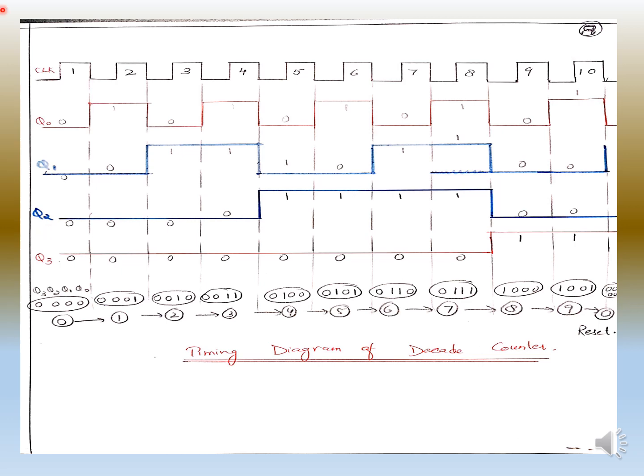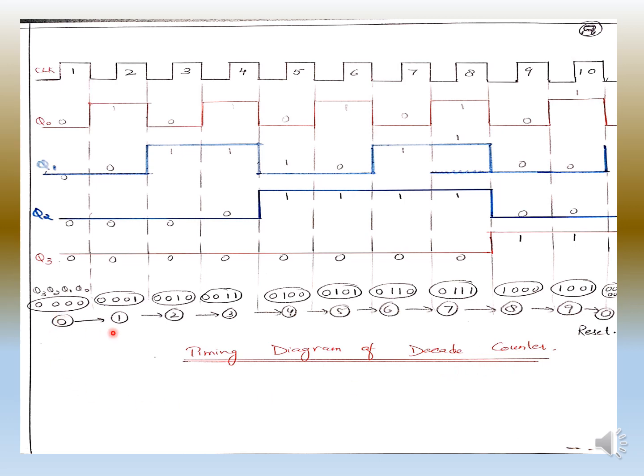Now next is Q2. So the output of Q1 is connected to the negative edge clock of Q2. So Q2 will see the clock pulse of Q1. When there is the first negative edge, it will change its position. It's 0, 0, 0 and now it will go from 0 to 1 at this negative edge. And then there is a next negative edge here. It will change its position here and then so on. Last is Q3. This is my first negative edge. So it is all 0 and it will change its position here and then all 1. So this is basically the timing diagram of the decade counter.